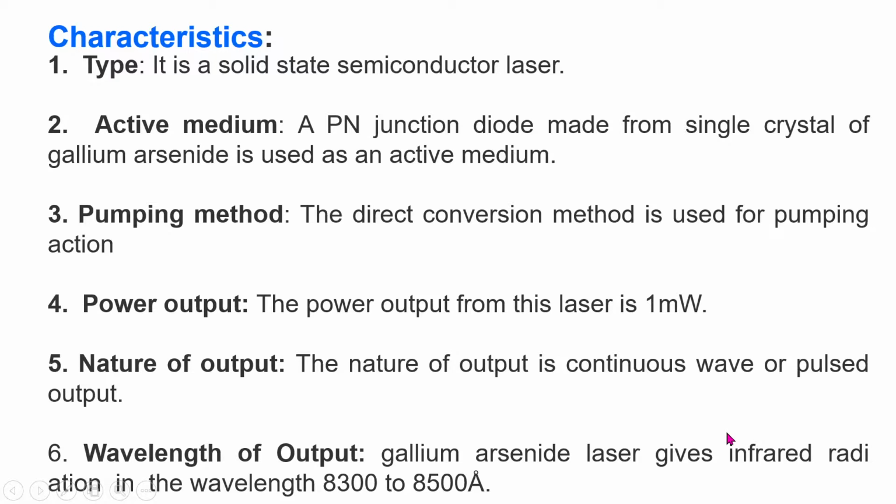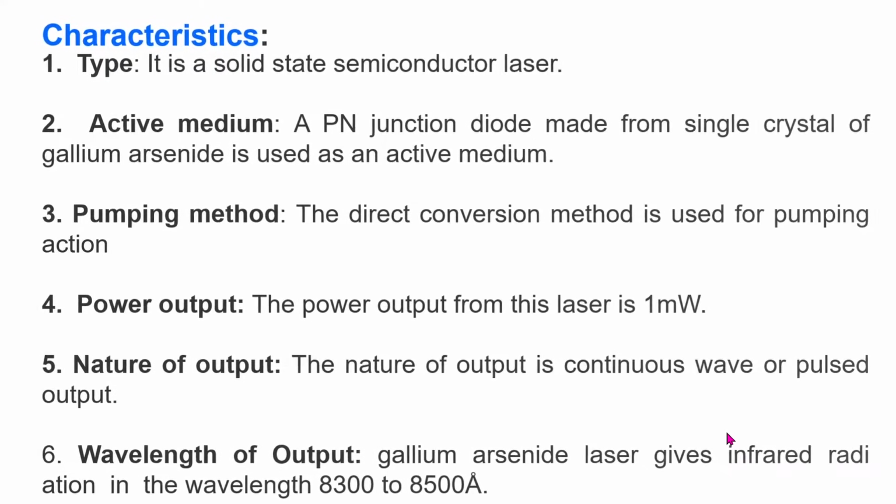The power output from this laser is 1 milliwatt. Then the nature of the output: it is a continuous wave, or it may be in pulse wave mode also. Now, what is the wavelength of the output? The gallium arsenide laser gives infrared radiation in the wavelength range of 8300 to 8500 angstrom units. So friends, remember, all these are the characteristics of the semiconductor diode laser.